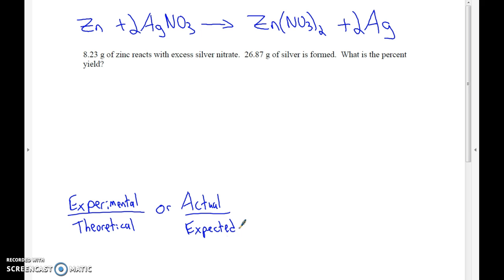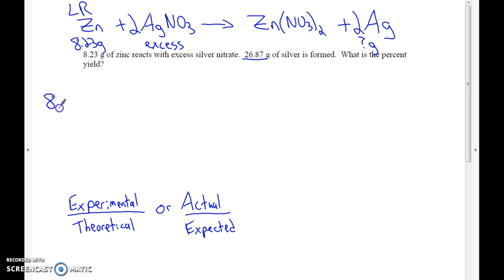Now since you're not actually doing the lab, we would have to give you the experimental or actual yield, and that's what this 26.87 grams is. That's the experimental or actual. But we have to figure out the theoretical, or what you should expect to get from doing that reaction. Now it tells us that there's 8.23 grams of zinc, and it says there's excess silver nitrate, so that means the zinc is the limiting reactant, and that is the one that we are going to start off the problem with. Now, since it gives me mass of silver as the experimental yield, I know I have to solve silver for mass. So this ends up being a mass-to-mass problem.